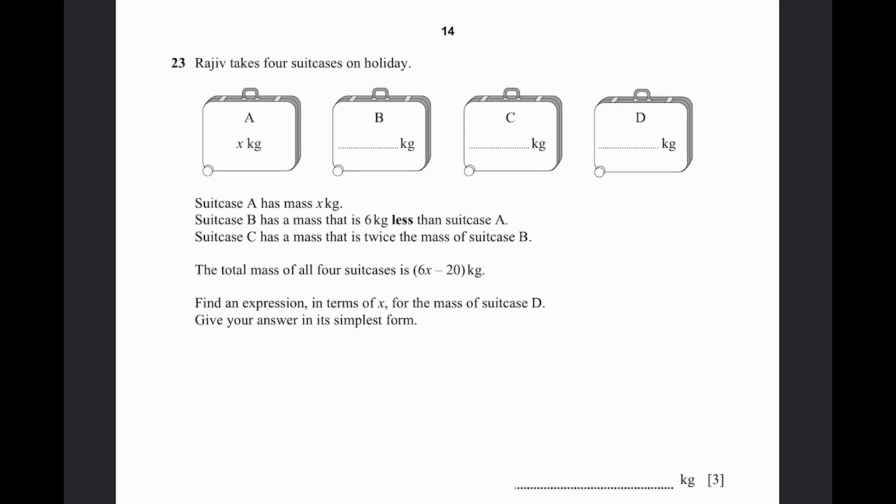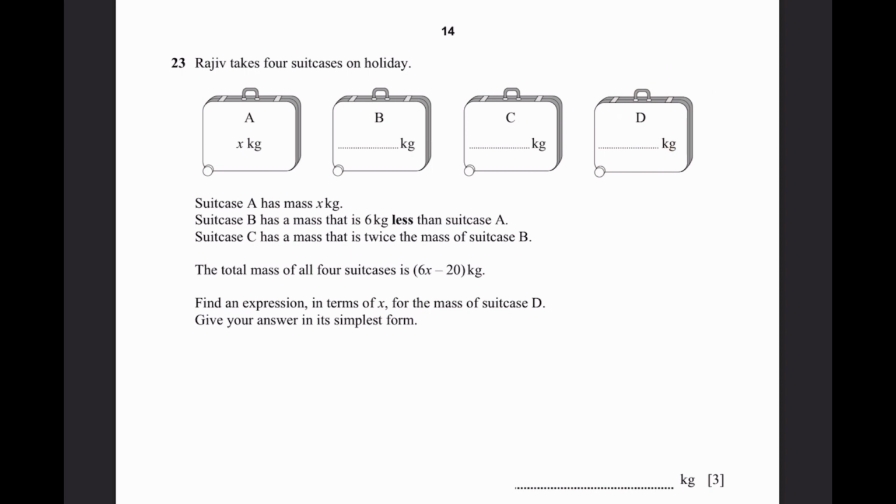Question 23. Steve takes 4 suitcases on holiday. Suitcase A has mass x kgs. Suitcase B has a mass that's 6 kg less than suitcase A. Suitcase C has a mass that's twice the mass of suitcase B. The total mass of all 4 suitcases is 6x minus 20 kilograms. Find an expression in terms of x for the mass of suitcase D. Give the answer in simplest form.